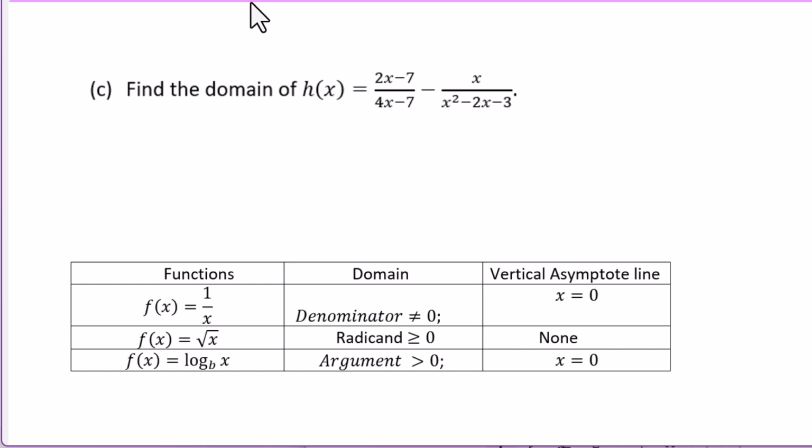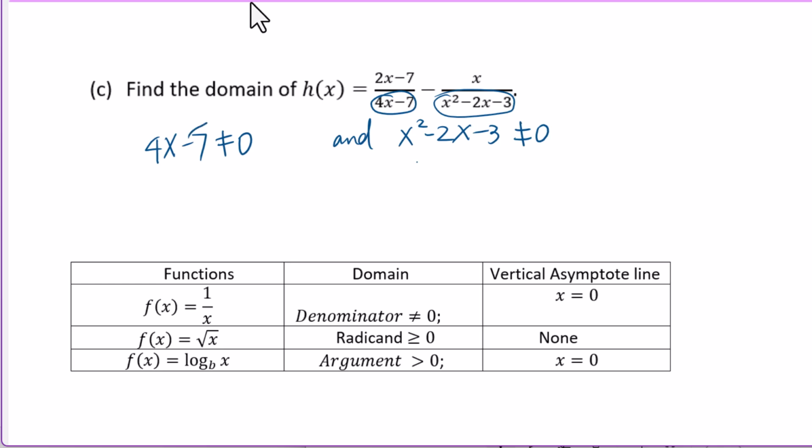Go to C. Find the domain of h of x equals (2x minus 7) over (4x minus 7) minus x over (x squared minus 2x minus 3). We want to figure out the domain of a rational function. We will make each denominator not equal to 0. We have two denominators. So 4x minus 7 not equal to 0, and x squared minus 2x minus 3 not equal to 0.